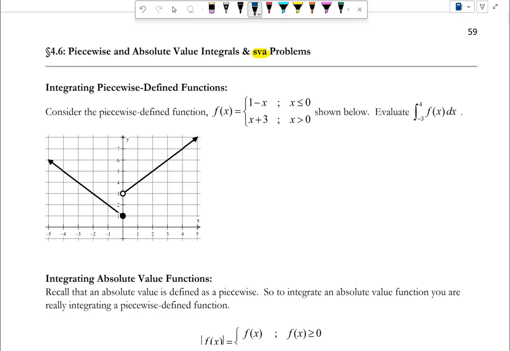So when we're integrating a piecewise defined function, let's consider this one. We have f of x is 1 minus x for values of x less than or equal to 0, and x plus 3 for values greater than 0. And we want to integrate that from -3 to 4. So we know graphically that would be like finding the area between the curve and the x-axis, even though this isn't really a curve, from -3 all the way to where x equals 4.